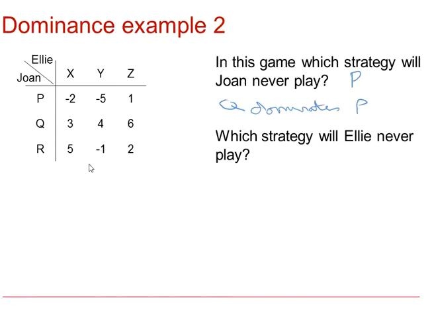If we were to ask which strategy Ellie, the second player, should never play, again this time we'll be comparing the columns, remembering that we're looking for larger numbers because the payoff matrix is written from Joan's point of view. So, comparing columns X and Y, although 4 is greater than 3, -1 is not greater than 5. So therefore we can't really sensibly compare columns X and Y. However, if we compare columns Y and Z, we can see that 1 is always going to be greater than -5, 6 greater than 4, and 2 greater than -1. And therefore, remembering that those are Joan's winnings and Ellie's losses, Ellie should never play strategy Z, because it is dominated by strategy Y.